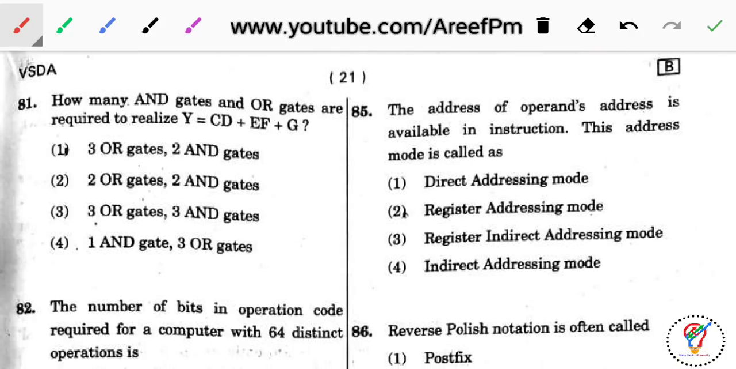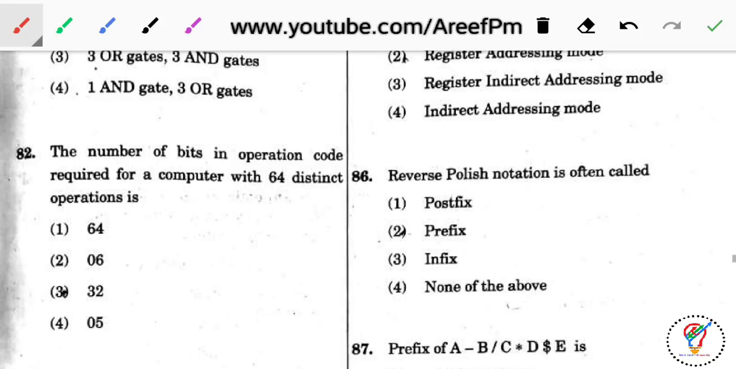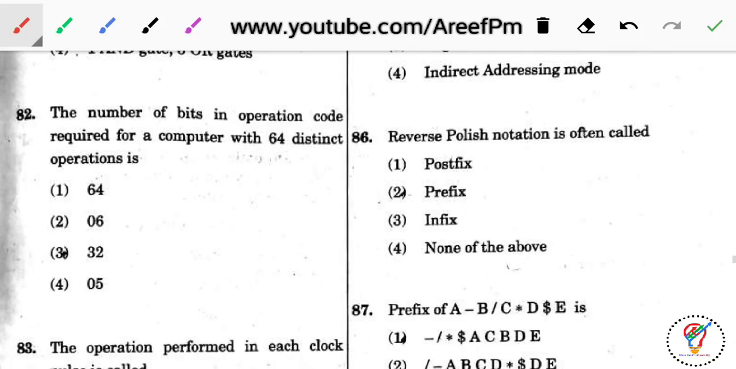Next one, 81st question. How many AND gates and OR gates are required to realize Y equals CD plus EF plus G? Simply you can apply the gates here, and you will get the answer: 2 OR gates and 2 AND gates. If you have any doubts you can ask here, I will explain again. 82. Next question is the number of bits in the operation code required for a computer with 64 distinct operations. It is 6.